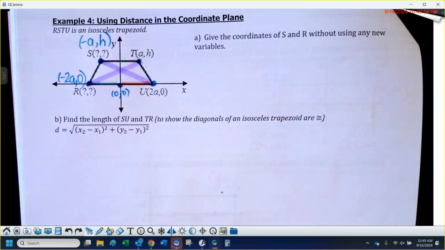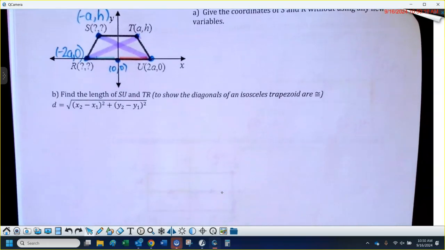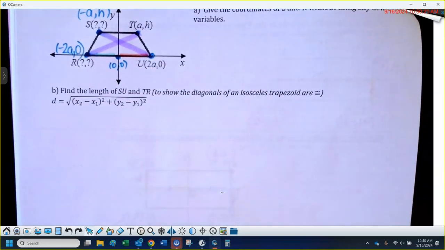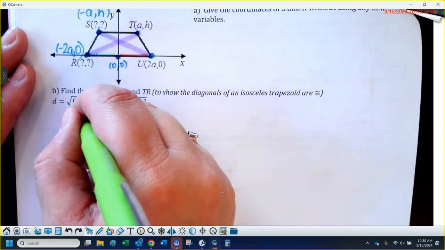Now, when we were doing parallelograms and we were showing the lengths of the segments in the coordinate plane were the same, I was just having you guys do Pythagorean theorem. The distance formula is the Pythagorean theorem, but I'm going to use the distance formula today because it's hard to use the Pythagorean theorem with the variables. Okay, so I promise this is a little weird, but it's not bad. I'm just going to follow this distance formula.